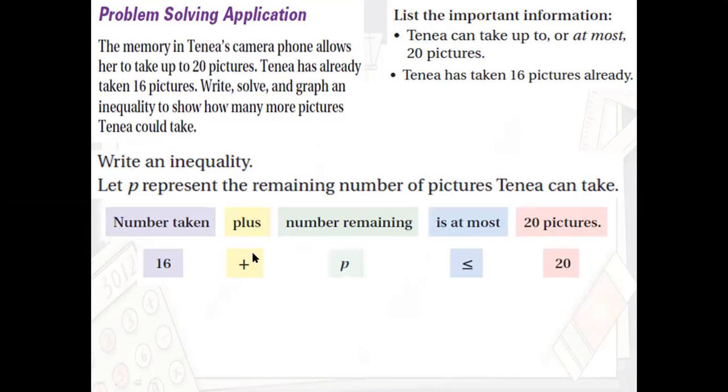So this is how you write it: 16 plus the number of photos which we can take more should be less than or equal to 20, because she cannot take more than 20. So it should be equal to 20 or less than 20. Now you know how to solve the inequality. I don't need to guide you here at all. It's going to be P is less than or equal to 4, which means she can take 4 more photos or less than 4. This is how you write inequalities problem solving. Easy, right? So let's try out some questions.